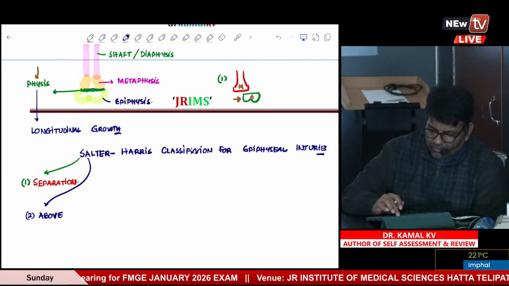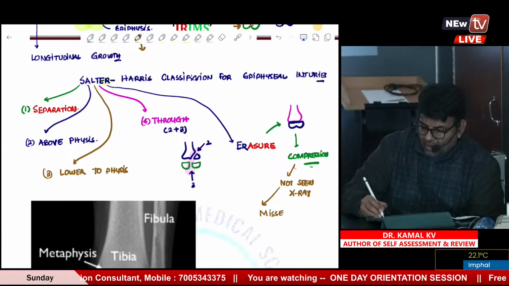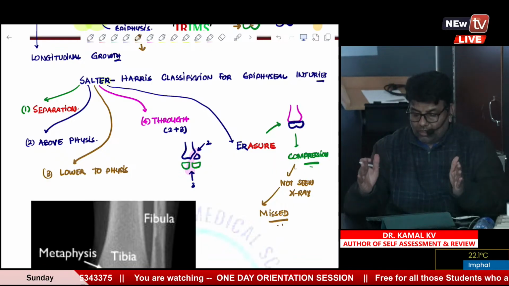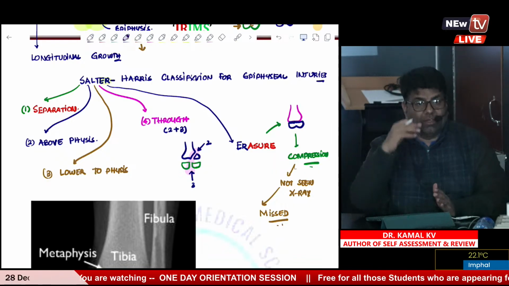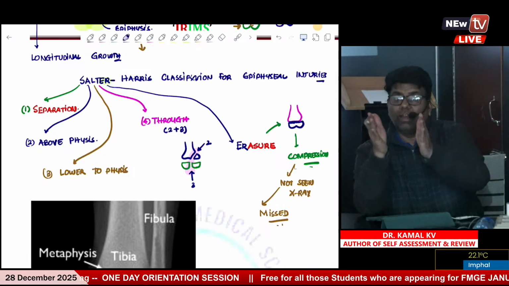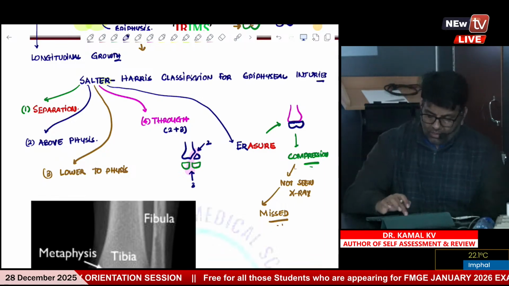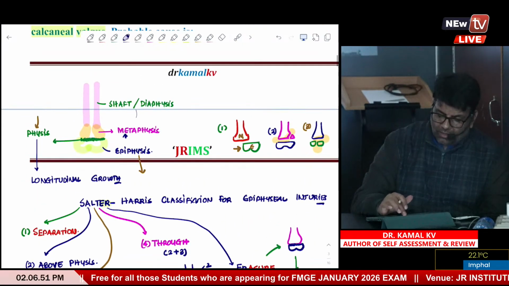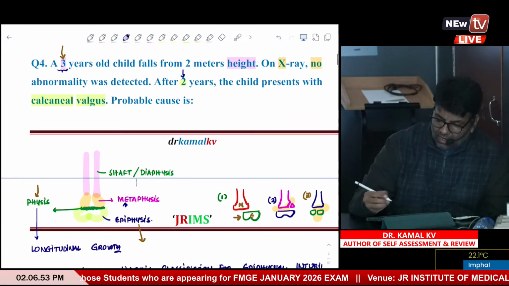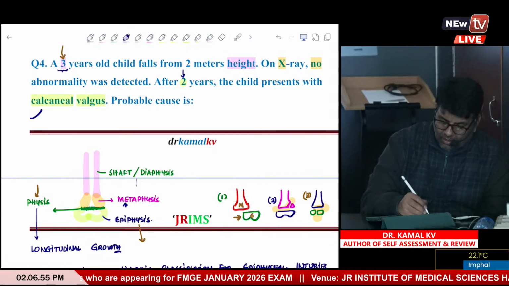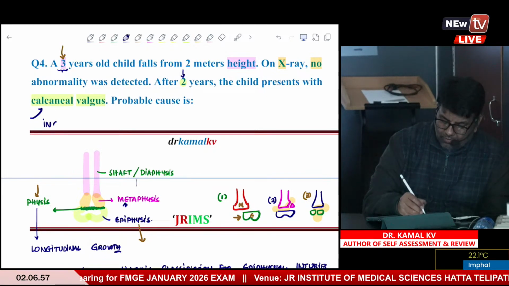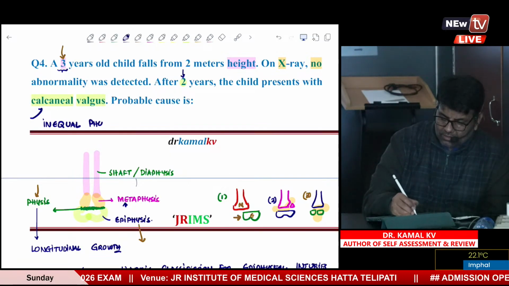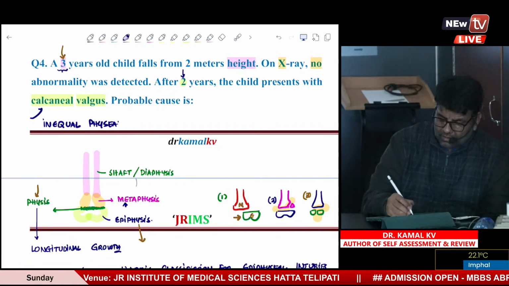Now what is above the physis? It is only at a later date, when there is no longitudinal growth, that the patient will develop either deformity or the limb will shorten. So probably this has happened in this case. There was unequal physeal injury and therefore there is calcaneal valgus.